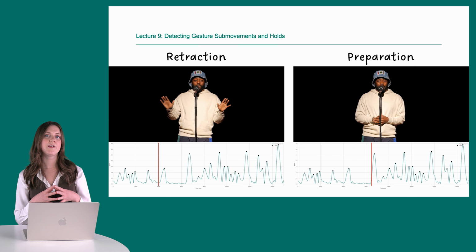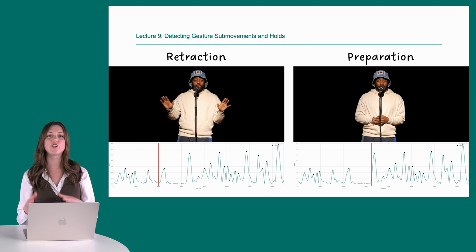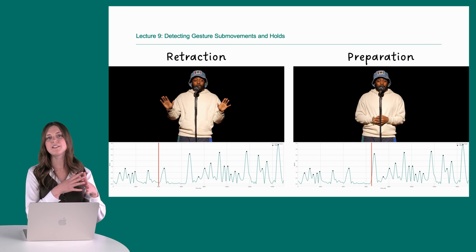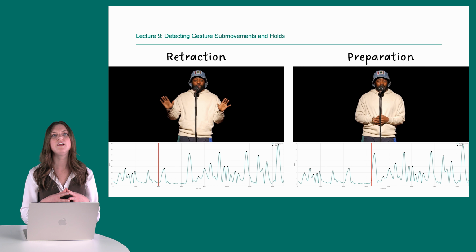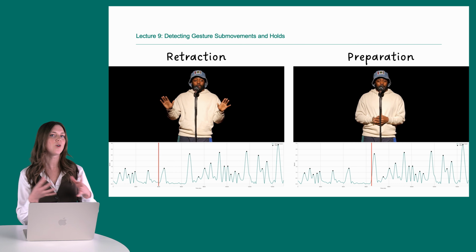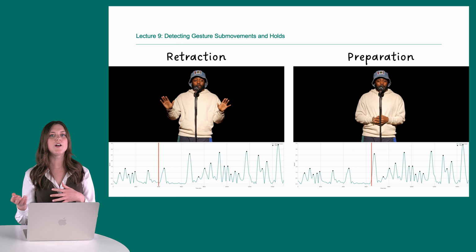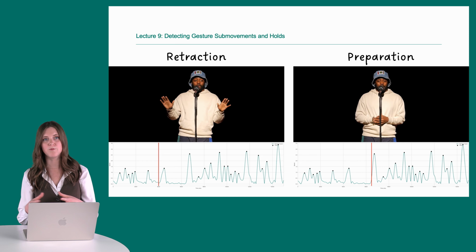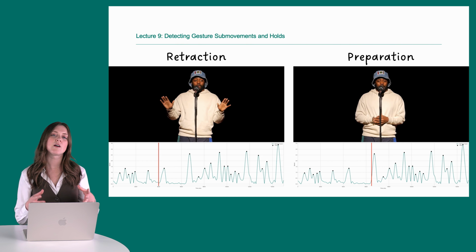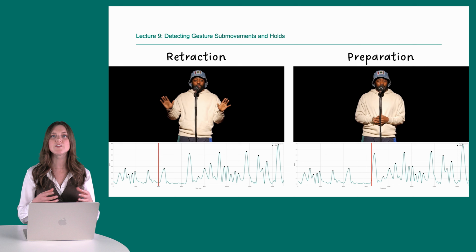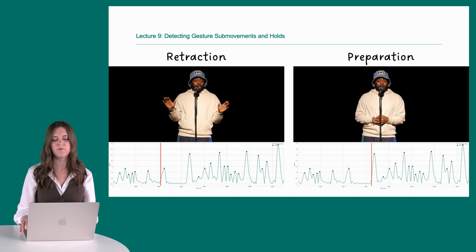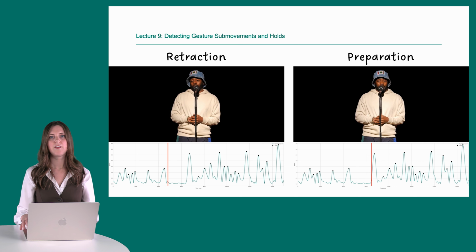One thing you might have noticed is that because we identified gesture submovement peaks in the entire continuous movement signal, these peaks correspond not only to gesture strokes, but also to preparation and retraction phases. For example, the submovement peak in the clip on the left was a speed peak associated with this retraction. And the submovement peak in the clip on the right was a speed peak associated with this preparation movement.